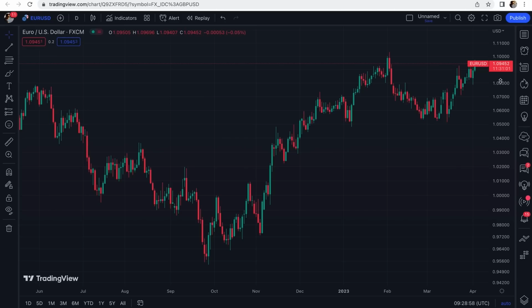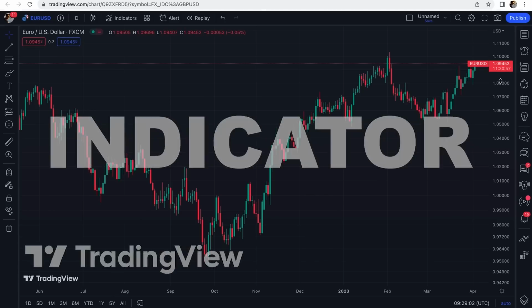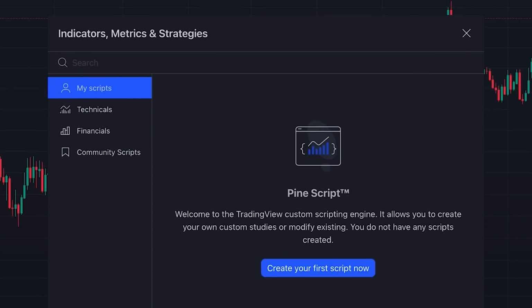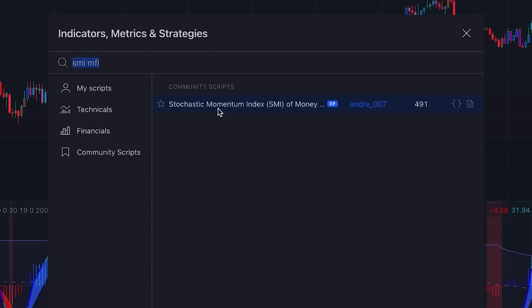In this video, I want to discuss a highly accurate buy-sell indicator on TradingView that perfectly shows us possible changes in the direction of the market. To add this wonderful indicator to our chart, here we click on indicators and we search SMI MFI, this one. Stochastic Momentum Index of Money Flow Index, which is an editor's pick indicator and it's written by someone named Andre007.